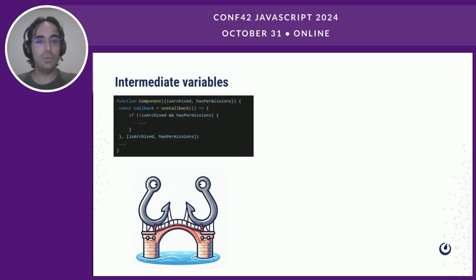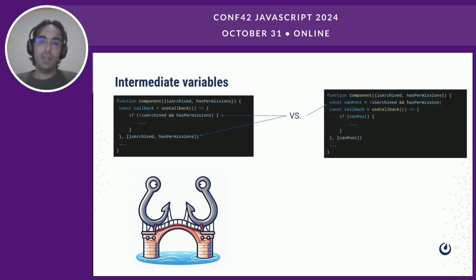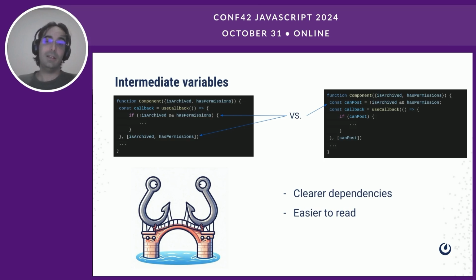So how do we do that now? Let's just put an intermediate variable, canPost. Now the if is simpler, dependencies are simpler. And why will we do this? Clear dependencies. Now we understand that it is any time you can post. And it's easier to read because now this "not archived and has permissions" has a higher level name, canPost, and that is easier to understand.